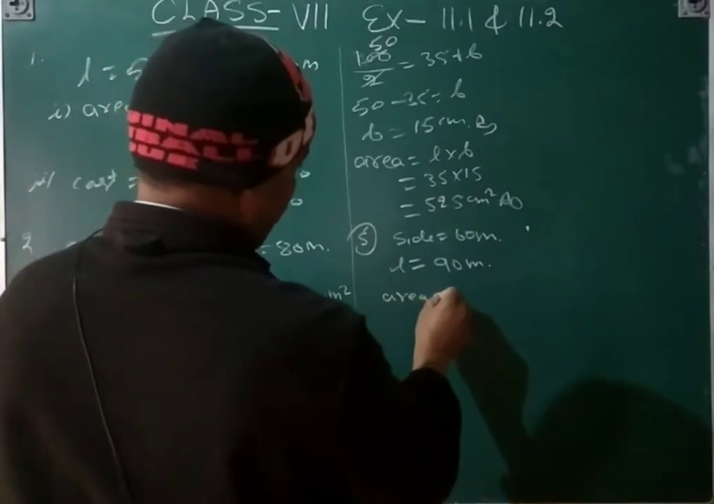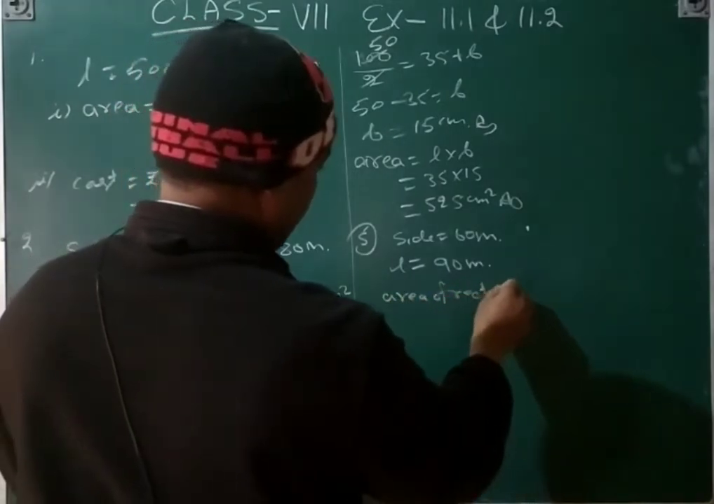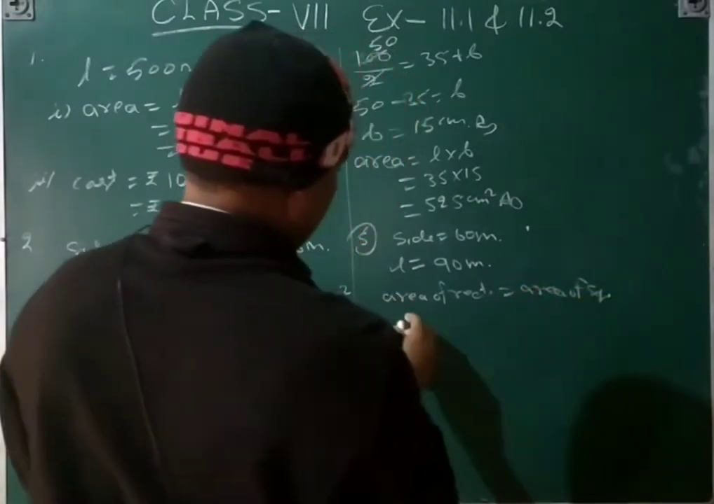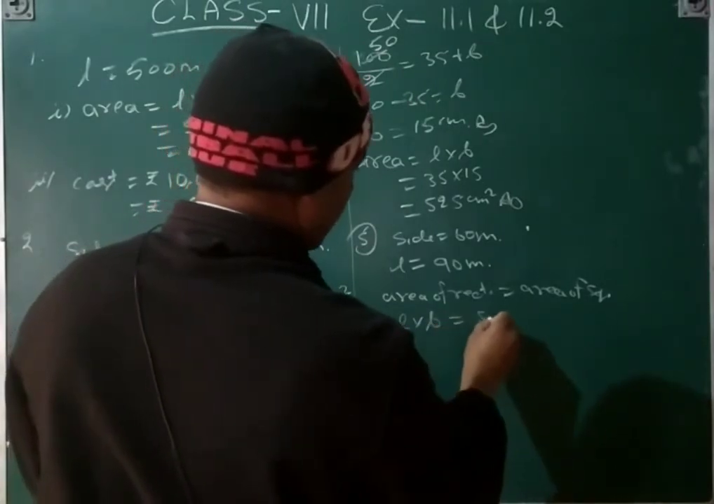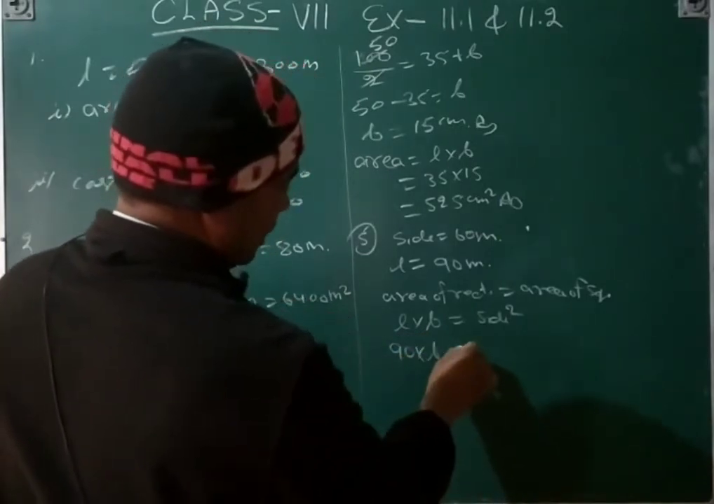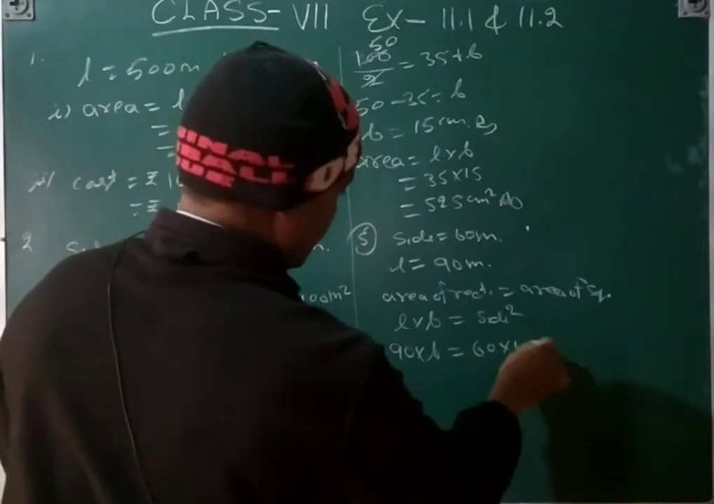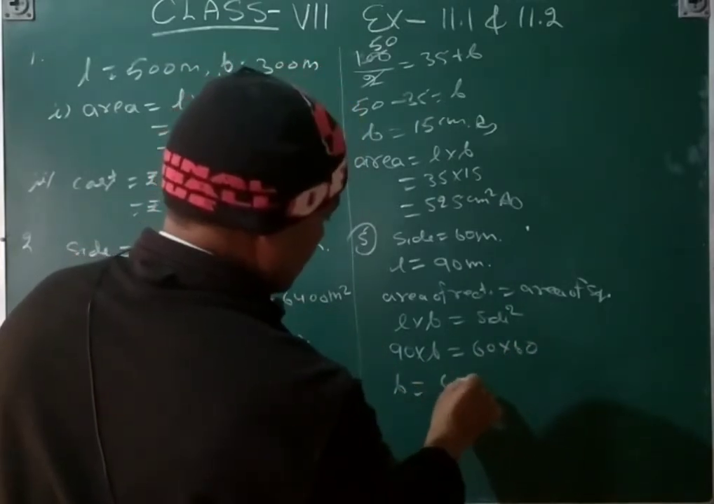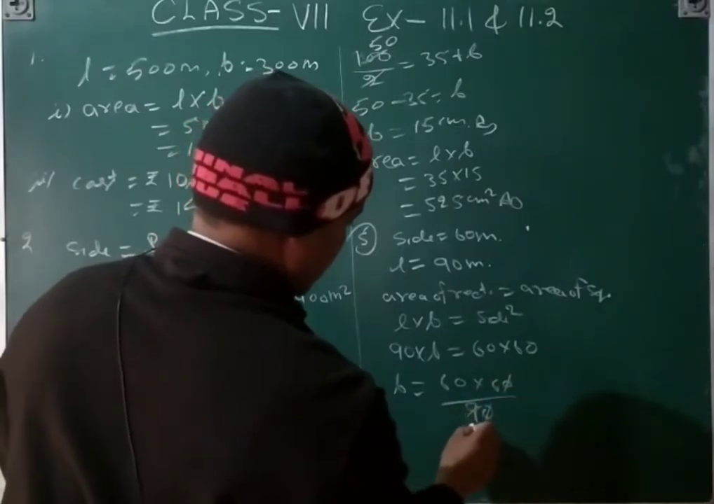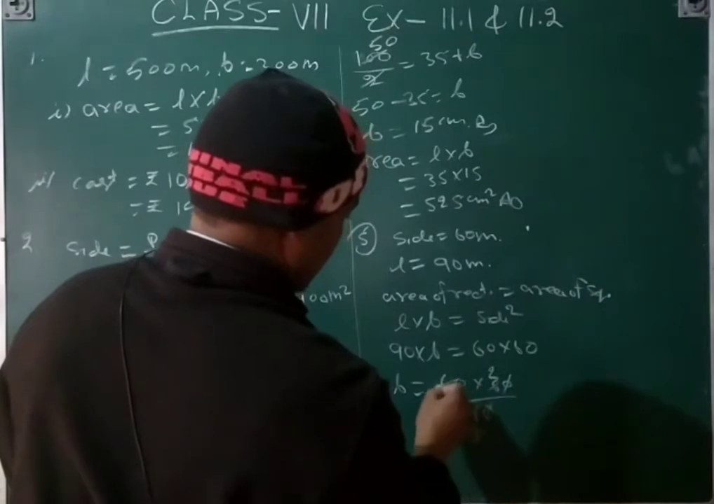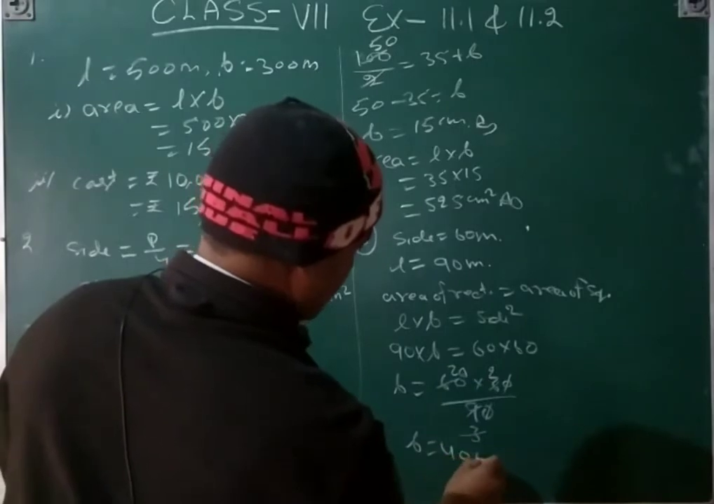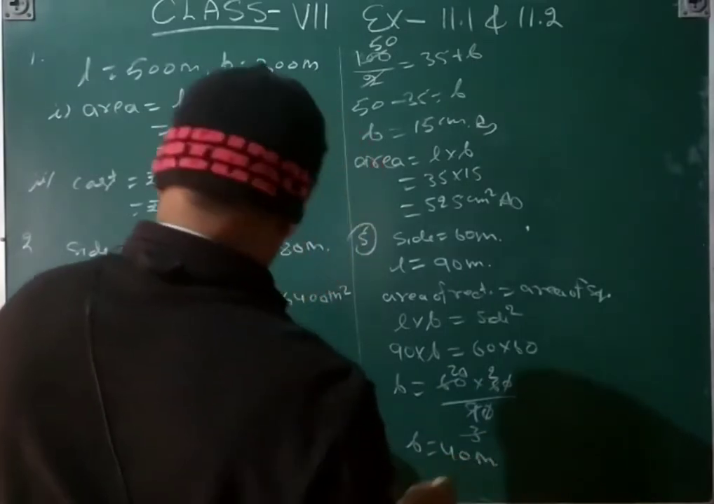So area of rectangle is equal to area of square. So L into B is equal to side square. L is given 90 multiply B is equal to 60 multiply 60. So B is equal to 60 multiply 60 upon 90. Zero cancels by zero, 3 3 ja, 3 2 ja. That is B is equal to 40 meter.